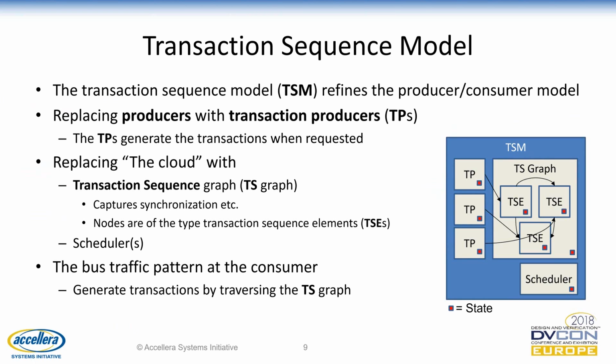And then when you need the next transaction, you traverse the graph again, and because you have represented your logic cloud, the scheduling and the sequencing, all that stuff inside the TS graph, it will give you the next transaction element which would adhere to your requirements. That's the fundamental idea here.